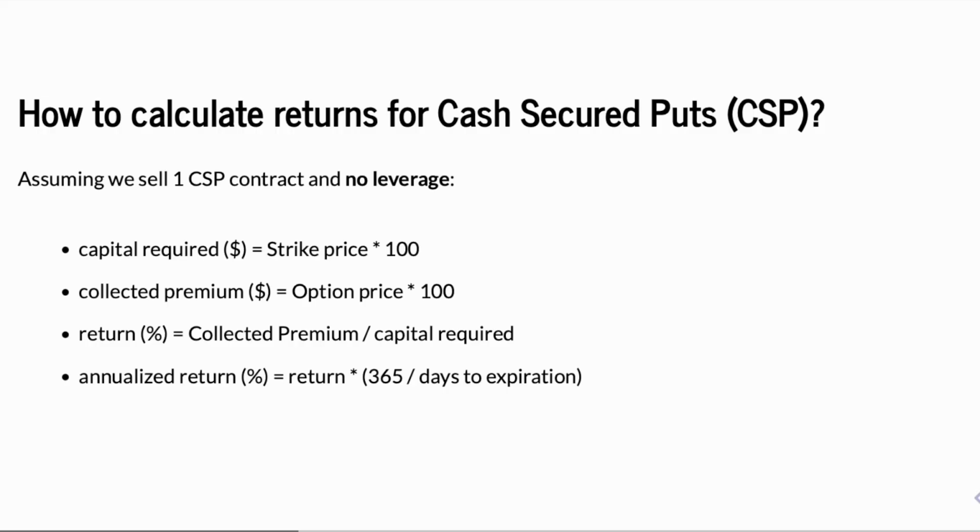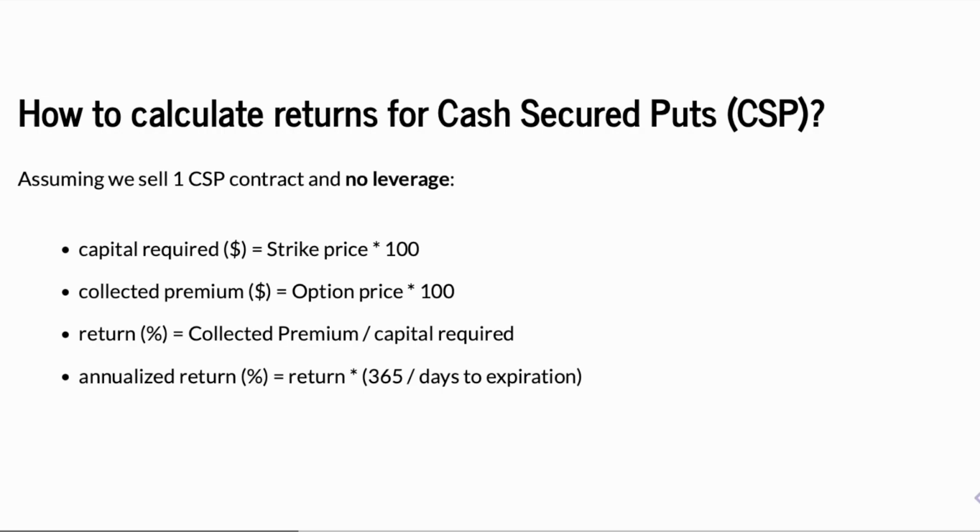First is the capital required. So this is how much capital you'll need to spend if the put option is assigned and you need to purchase the shares. So the capital required here is going to be the strike price times 100. And it's 100 because we're buying one contract, and one contract has 100 shares. The next thing is the collected premium. So the collected premium is going to be the option price times 100. So since we are selling put options, we're going to collect premium immediately when we sell the option.